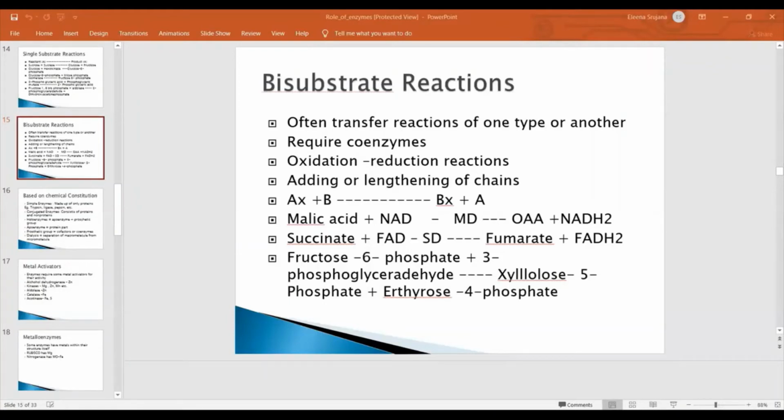Then you have conjugated enzymes, which consist of the protein part as well as a non-protein part. A conjugated enzyme is usually designated as a holoenzyme, meaning it has an apoenzyme as well as a prosthetic group. The apoenzyme is the protein part, and the prosthetic group can be anything, like we saw in the bi-substrate reaction.